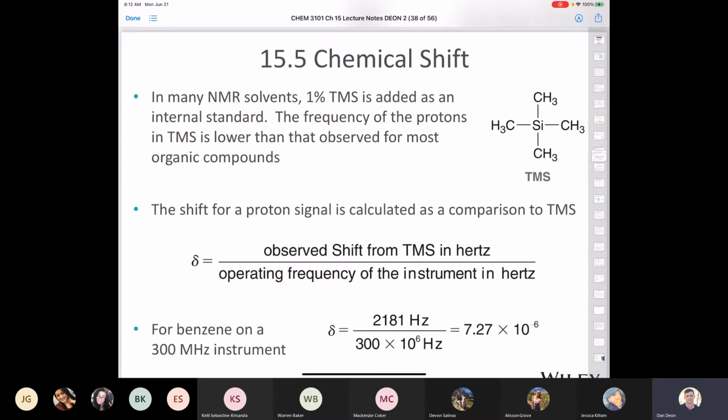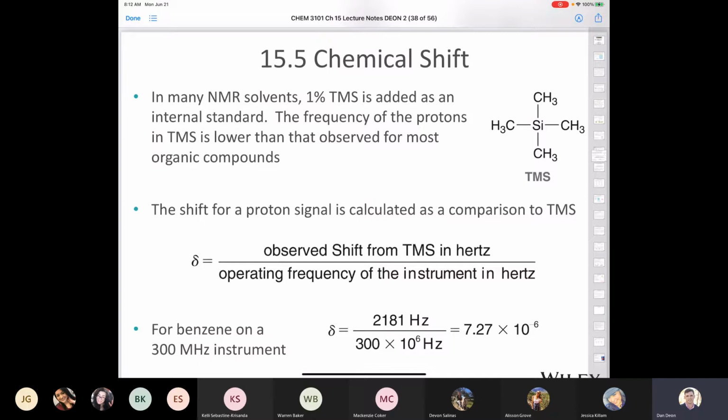Okay, Chemistry 3101. Last class, we looked at section 15.4, where we were looking at the number of signals produced by a compound. And today we're going to begin by looking at section 15.5, which deals with chemical shift.